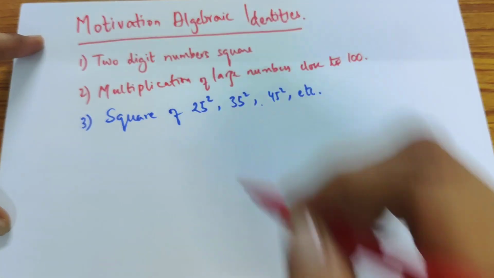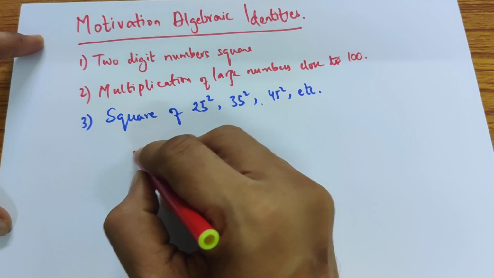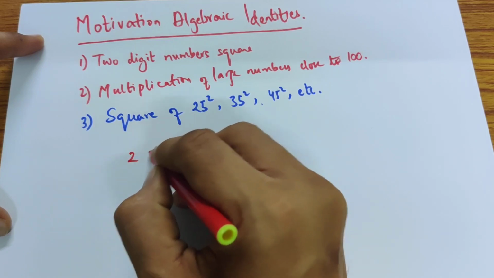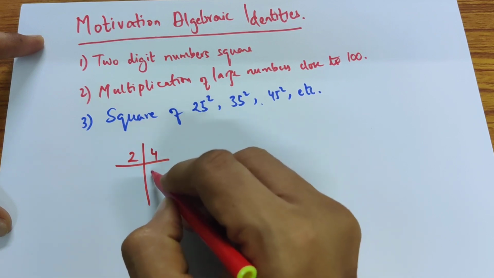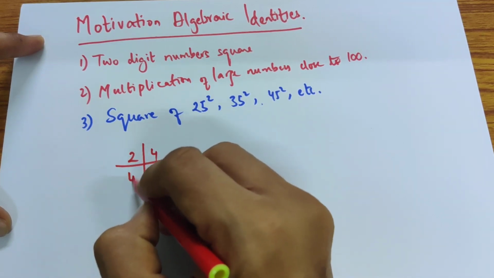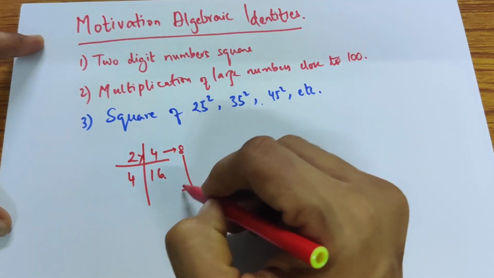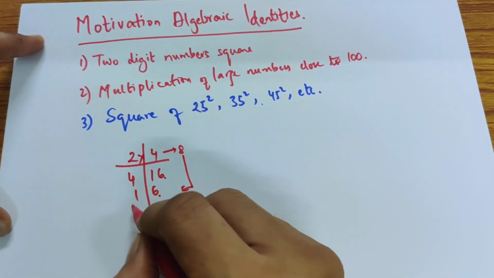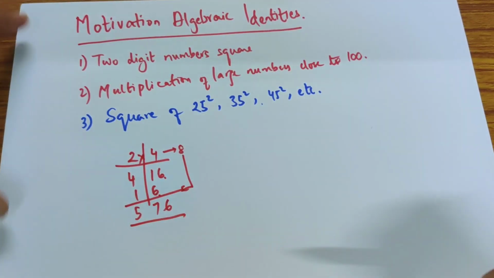The first is the 2-digit number square. If the children have already been using something like, let's say, 24 square, they have this method in which they put 16 here and 4 here, and 2 times 4, which is 8, and then double of that across here. And this is hopefully how they have been doing their calculation.